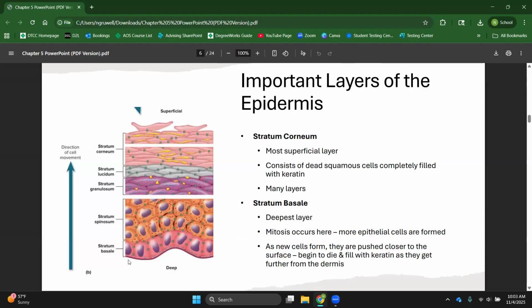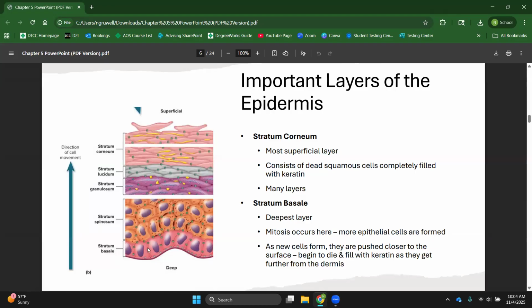On the opposite end, our deepest layer, the stratum basale, the important thing to note here is this is where mitosis occurs. So when the stratum basale cells divide, they split into two. Mitosis is our word for cell division. We're going to have one cell stay down here at the bottom layer so that it can keep making new cells. And one of the cells is going to get pushed up into the stratum spinosum.